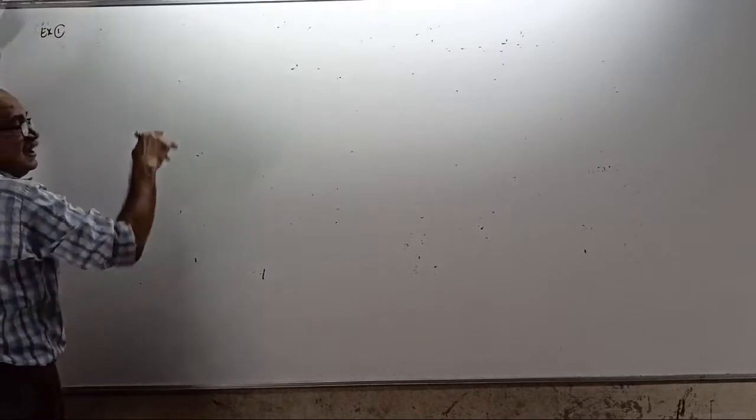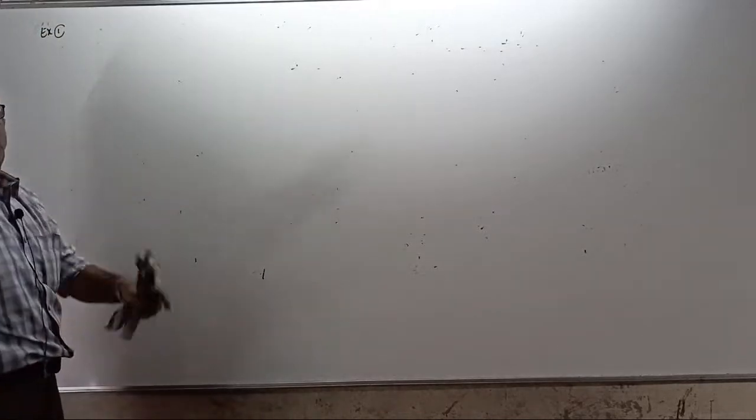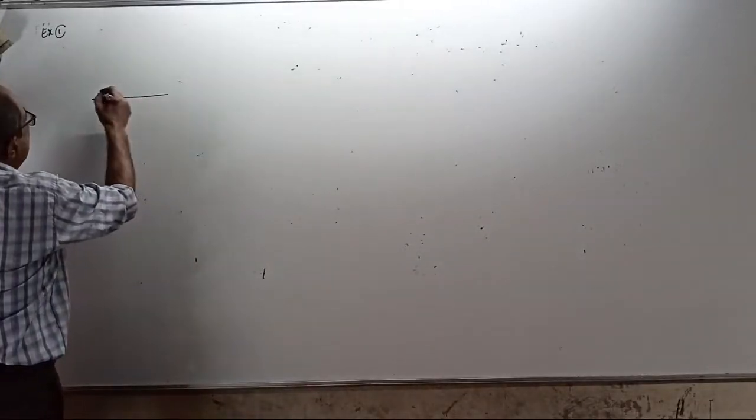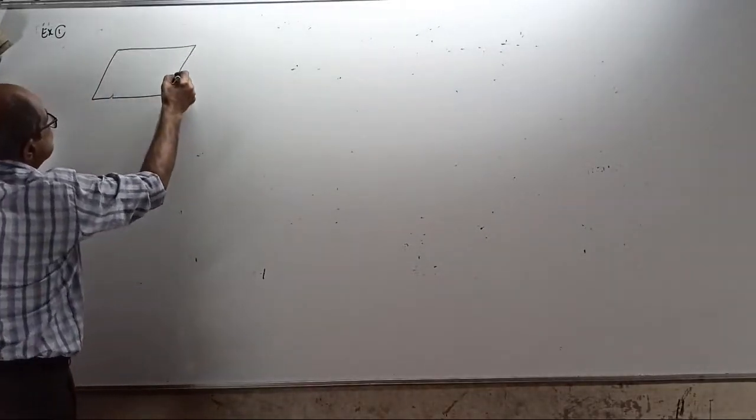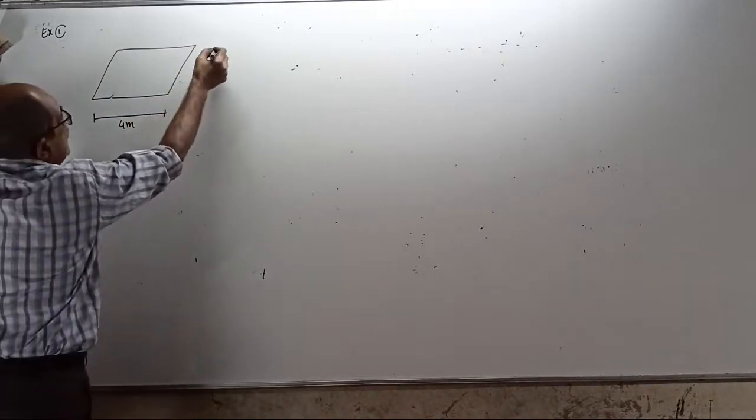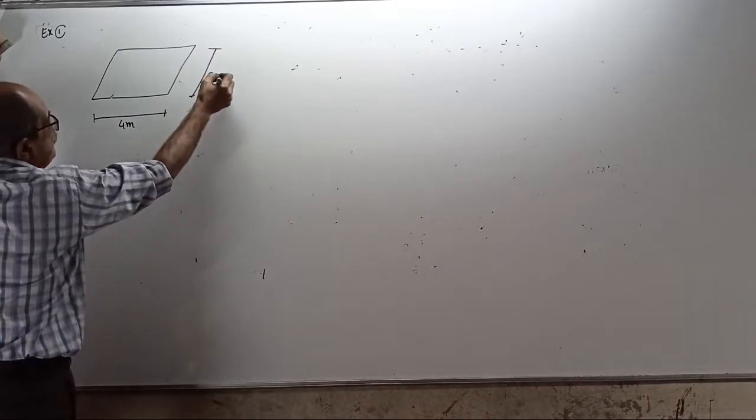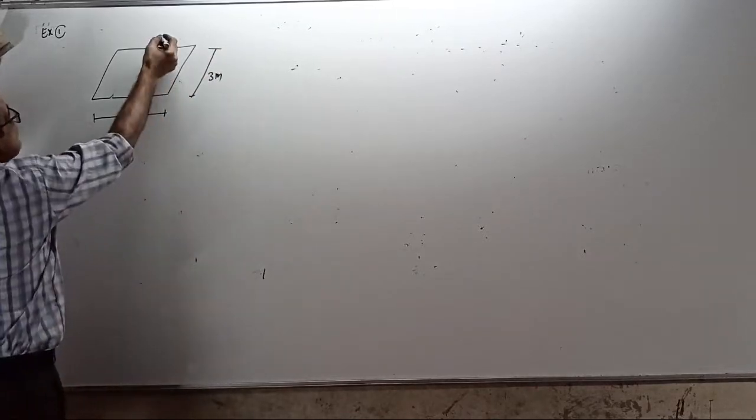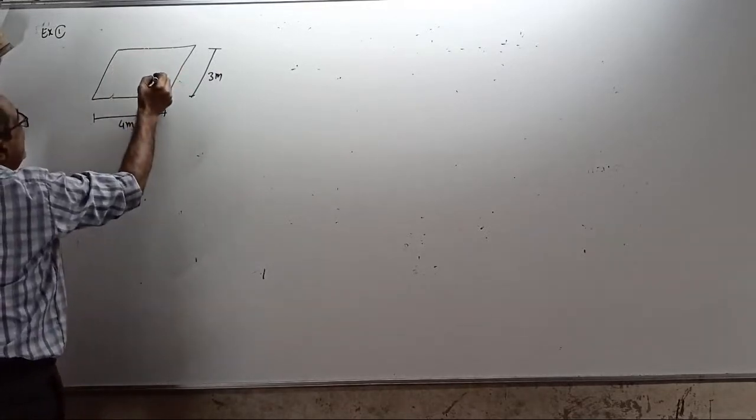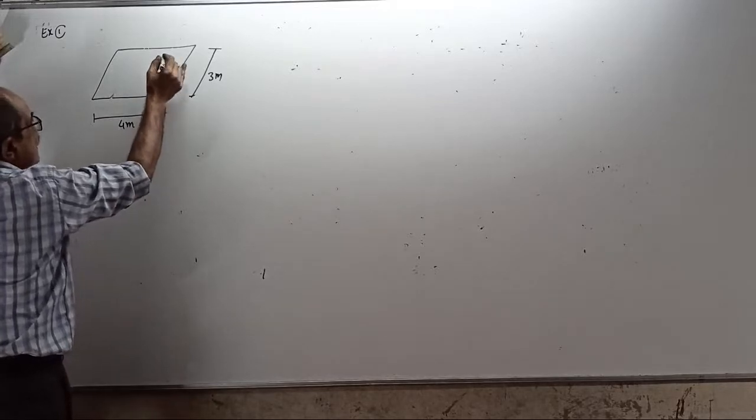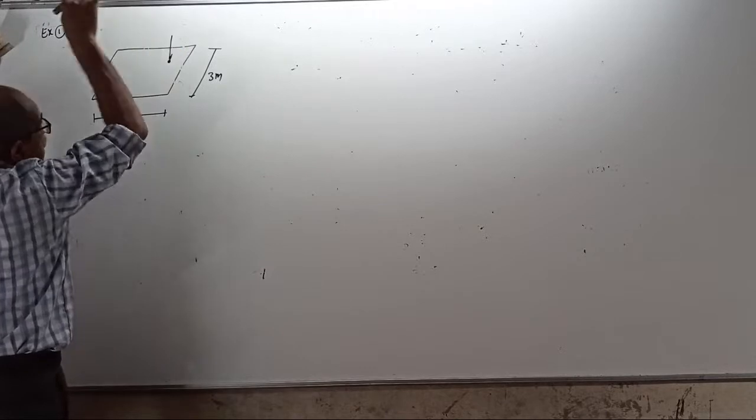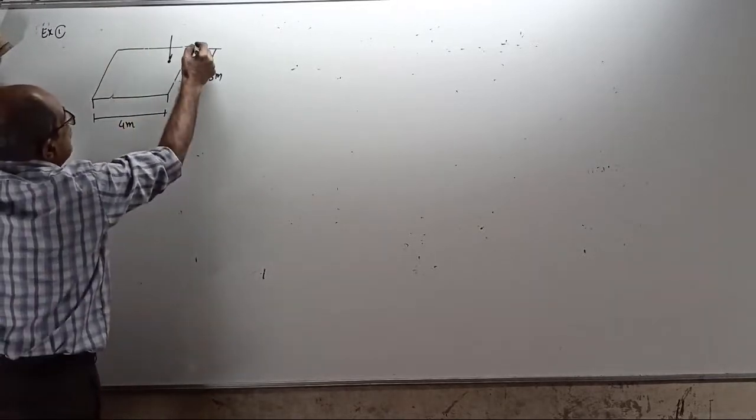Example 1. Once upon a time, there was a footing of lengthwise dimension 4 meter and widthwise dimension 3 meter. As shown, there is a load acting there. Anywhere I can put the load here. There's a load perpendicular to this footing slab.